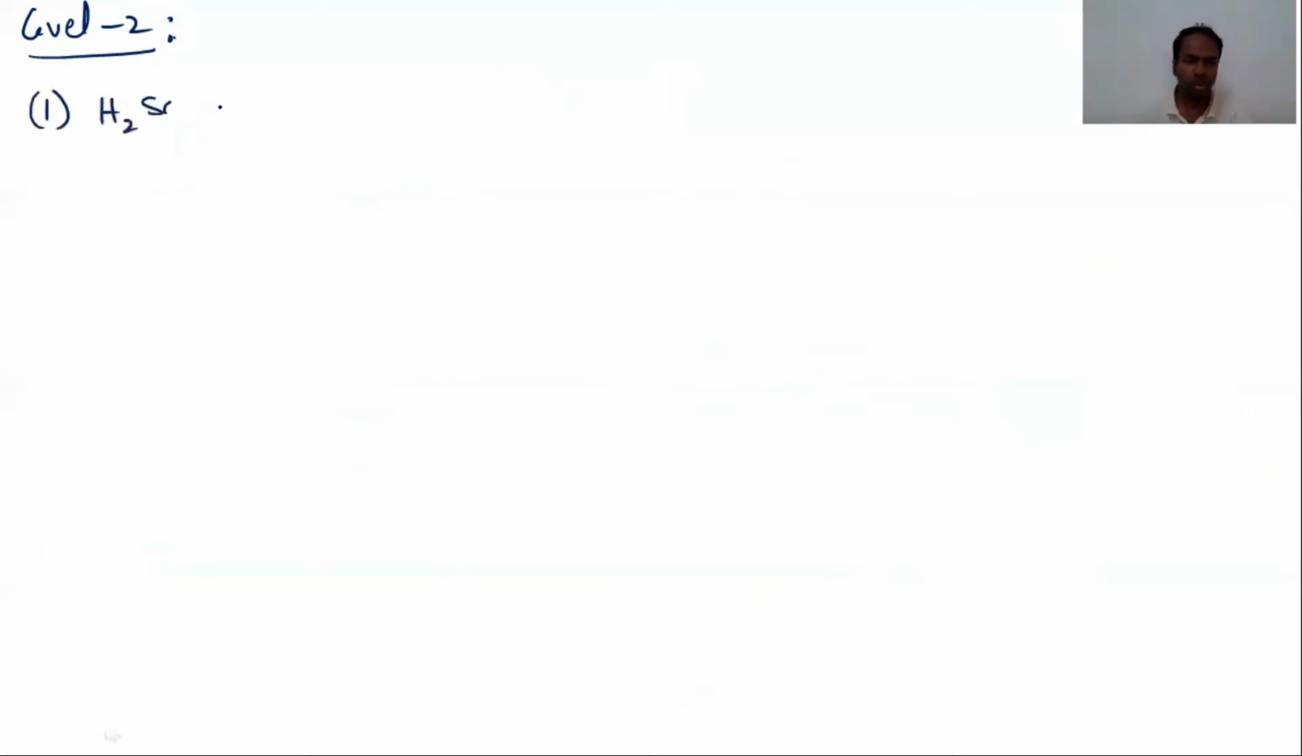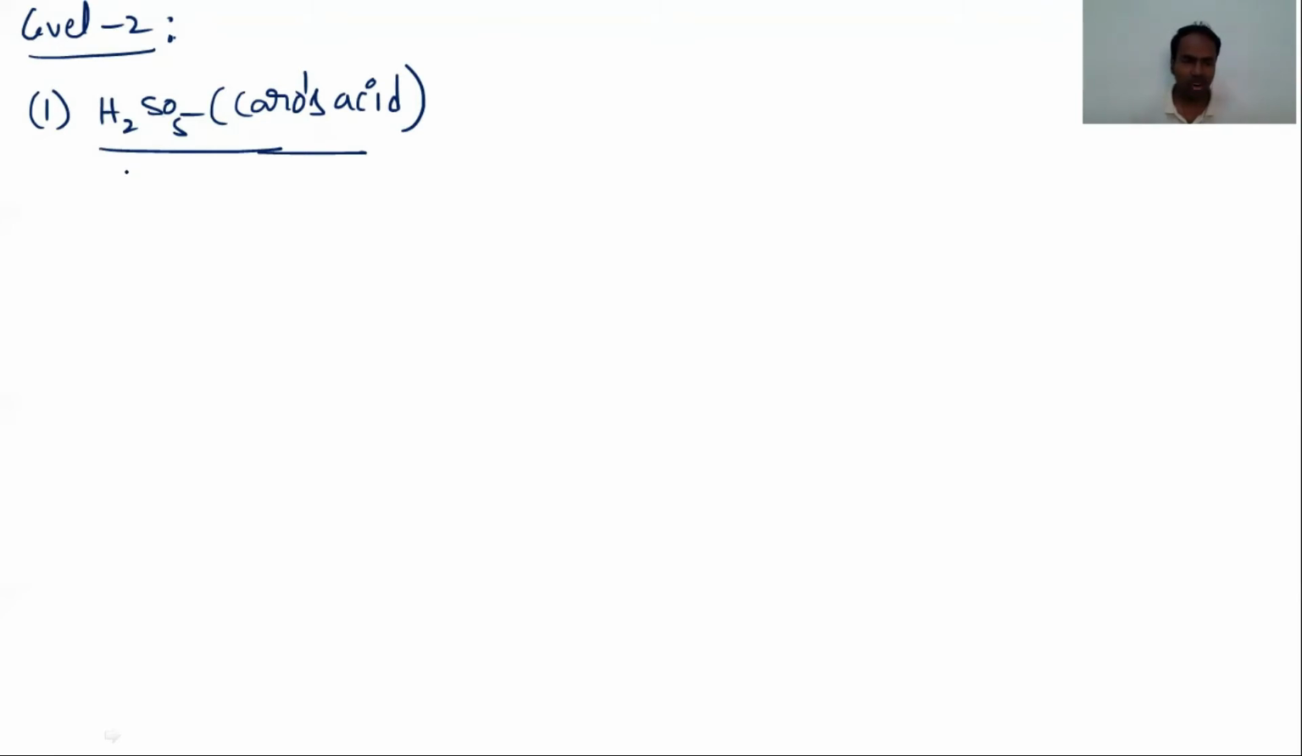Take the first one, H2SO5. It is a very important acid. This is called peroxymonosulfuric acid. The commercial name for this acid is Caro's acid. Here I will discuss two methods, one with the structure and one without the structure. If you don't know the structure of this H2SO5, then how can you find the sulfur oxidation state?